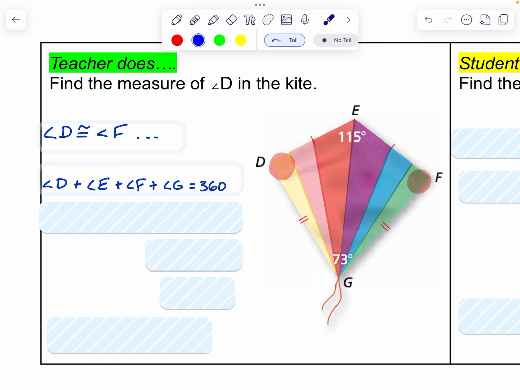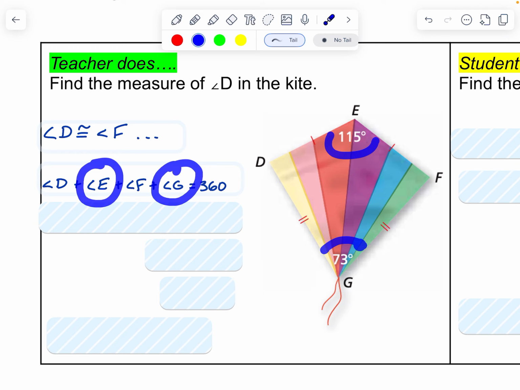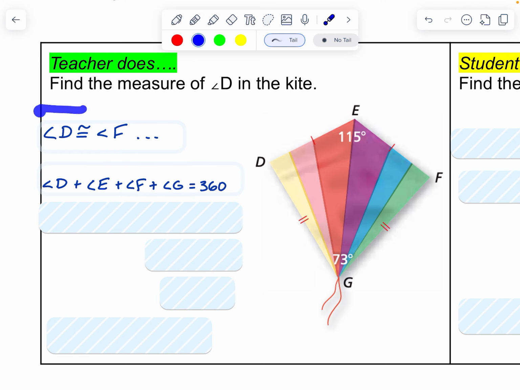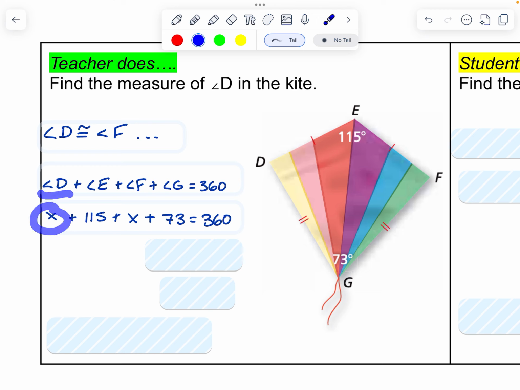Well, I'm still dealing with a quadrilateral. So I know that angle D, angle G, angle F, and angle E all have to add up to 360. Angle E is 115. Angle G is 73. And I know that angle D and angle F have to be the same measure. So I'm just going to call both of them X. Angle D is X. Angle F is X because they're congruent. They're the same.